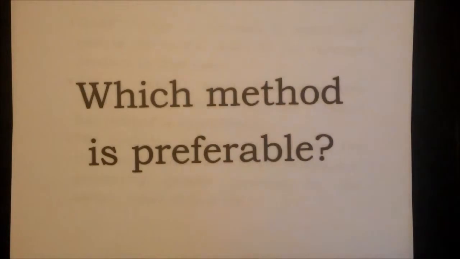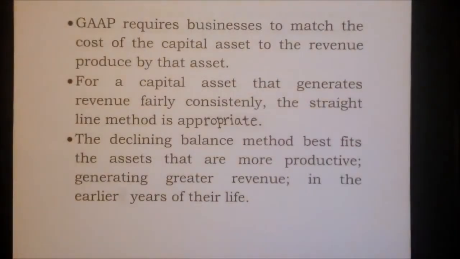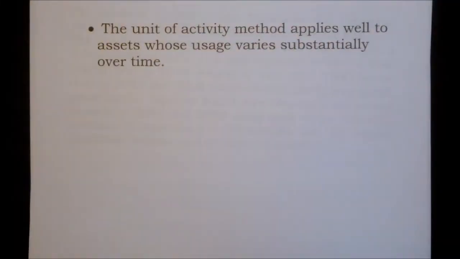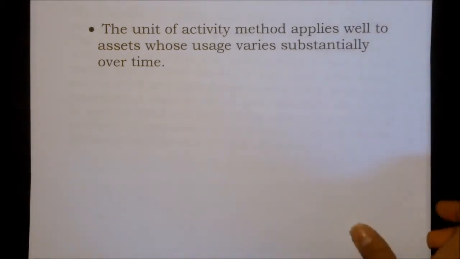Which method is preferable? GAAP requires businesses to match the cost of the capital asset to the revenue produced by that asset. For a capital asset that generates revenue fairly consistently, the straight line method is appropriate. The declining balance method best fits assets that are more productive, generating greater revenue in the earlier years of their life. The units of activity method applies well to assets whose usage varies substantially over time.